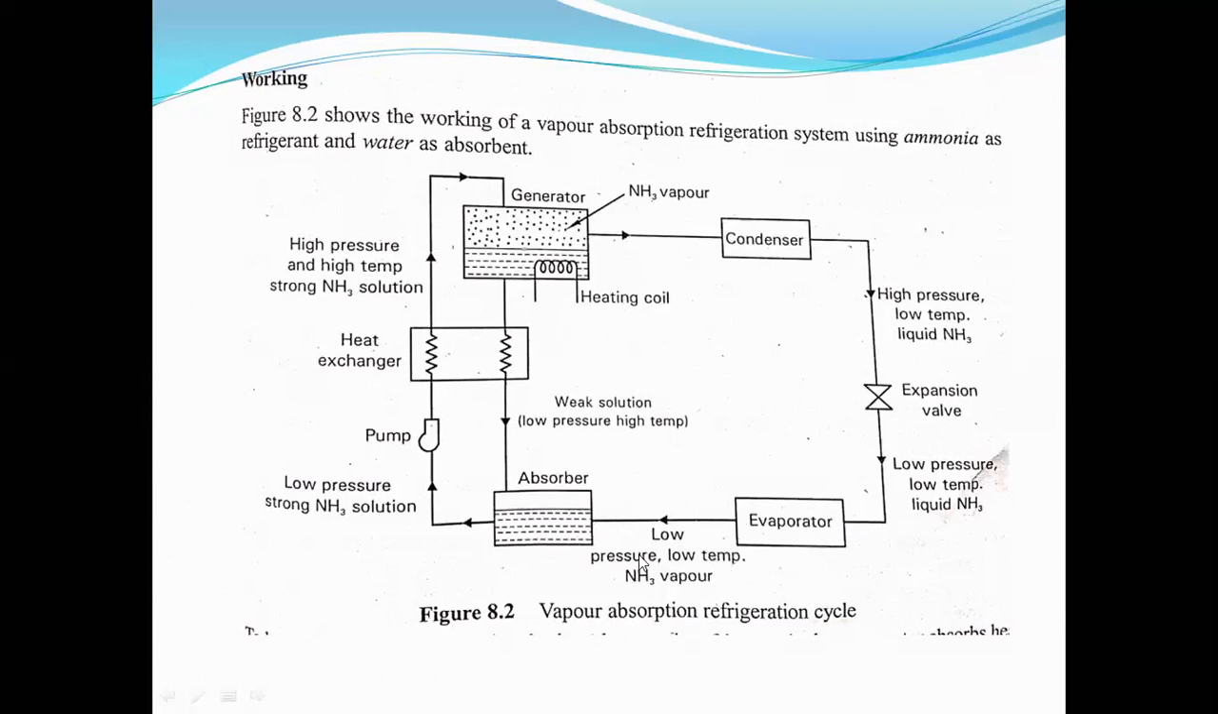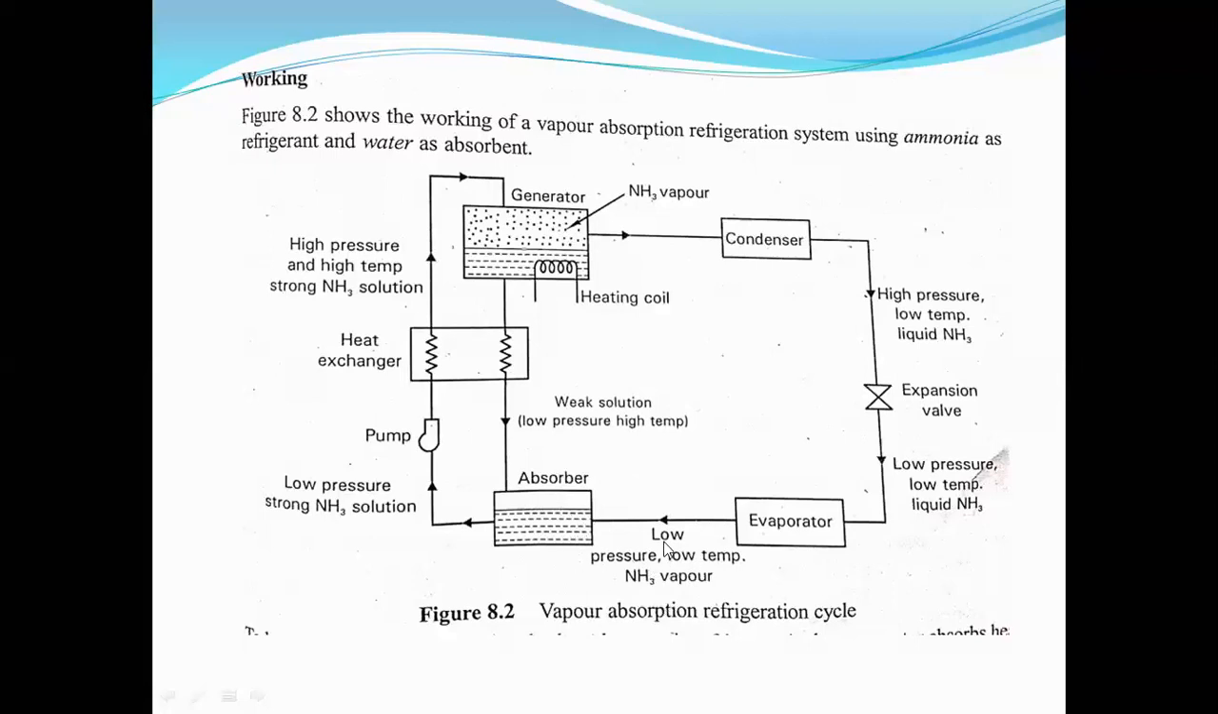That low pressure, low temperature ammonia vapor enters into the absorber. You remember, this absorber consists of a mixture of ammonia and water, which is weak at the beginning. We have ammonia and water inside the absorber, which is weak in nature. When this low pressure, low temperature ammonia vapor enters into the absorber, the ammonia becomes strong.